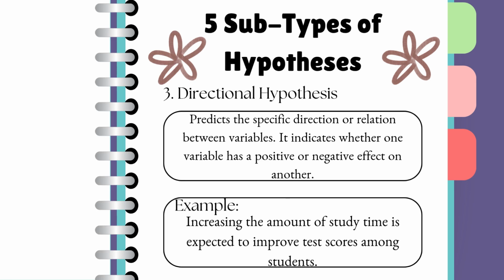A directional hypothesis predicts the specific direction of the relation between variables. It indicates whether one variable has a positive or negative effect on another. For example, increasing the amount of study time is expected to improve test scores among students. This is a directional hypothesis because the statement predicts a specific direction. More study time leads to better test scores. It says something will happen when something changes, which is improvement when there's more study time.